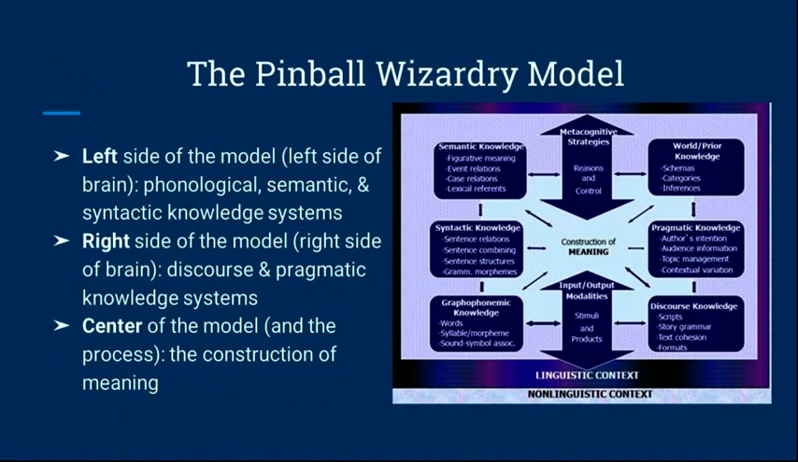This is what the Pinball Wizardry model looks like. On the left side of the model, you'll see the phonological, semantic, and syntactic knowledge systems. On the right side of the model, you'll see discourse and pragmatic knowledge systems. And in the center of the model, you'll see the construction of meaning. This is similar to the setup of the brain. The little arrows in between are all of the different central processing skills running to and from each of these different categories.